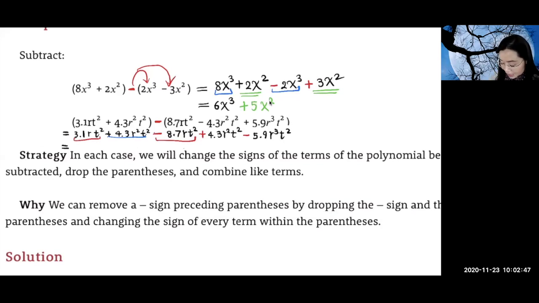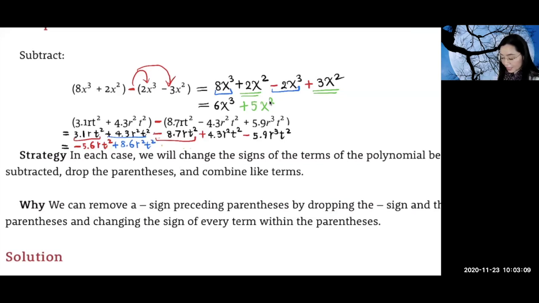It is negative. Someone tell me? 5.6, right? Is it negative 5.6? Okay. So negative 5.6 RT squared.